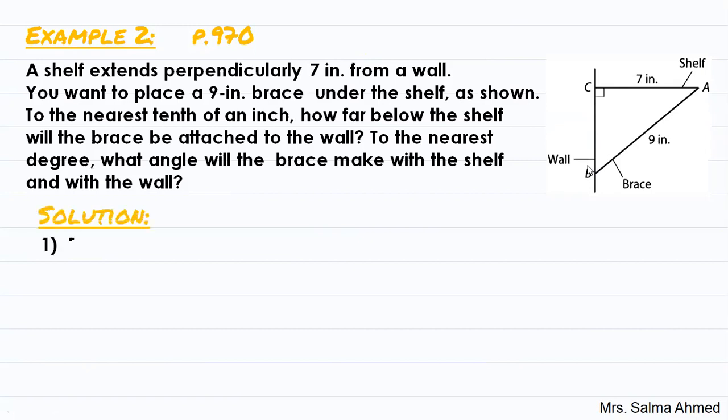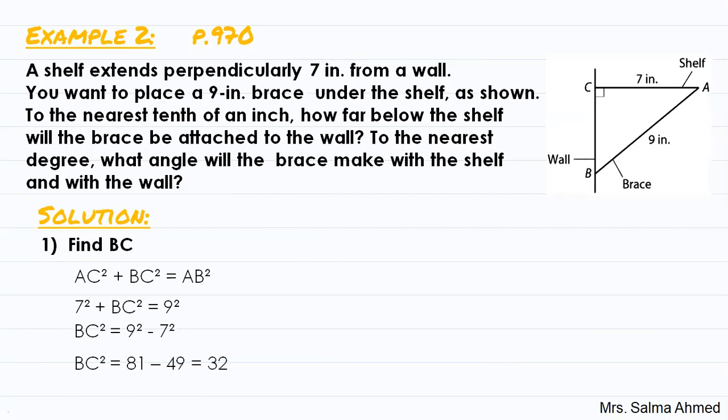We are going to start to get BC. By Pythagorean theorem, we can use AC squared plus BC squared equal AB squared. So it will be 7 squared plus BC squared equals 9 squared. I'm going to isolate BC in one side, so it will be BC squared equal 9 squared minus 7 squared. It gives me 81 minus 49, give me 32. To get BC, only one BC, so we are going to take a square root for both sides. It will be root 32, which is approximately 5.7 inch.